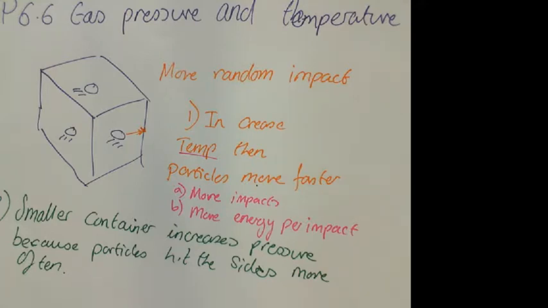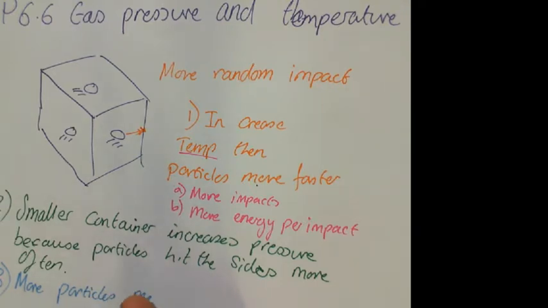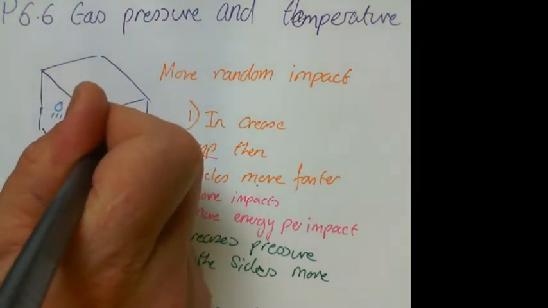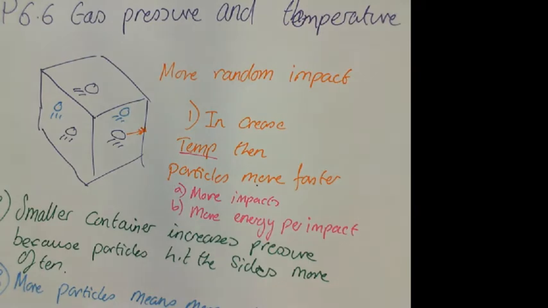And then third and finally, the third thing you can do is have more of these gas particles. More particles means more collisions. So the more of these I have, the more times they're going to hit the side.